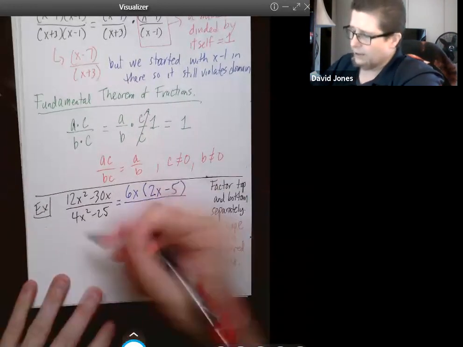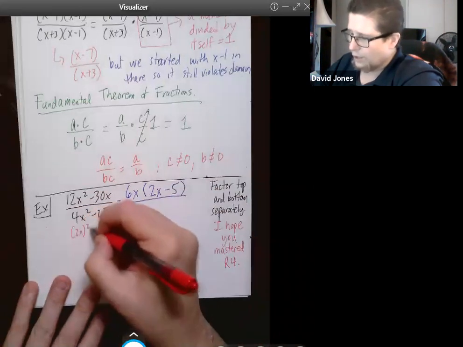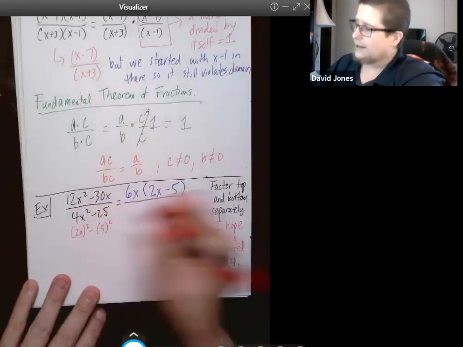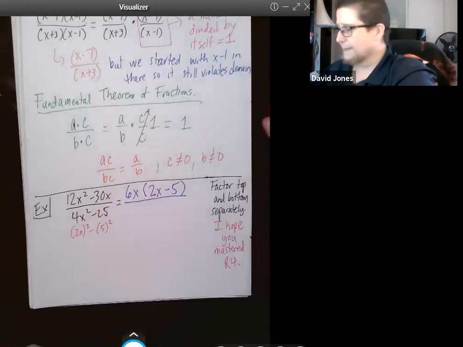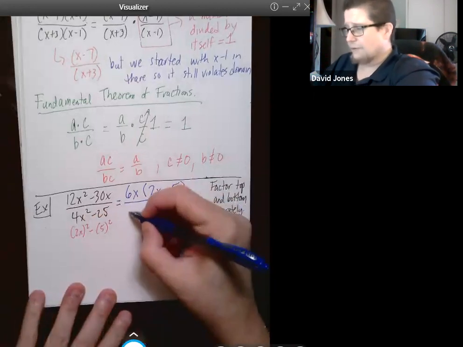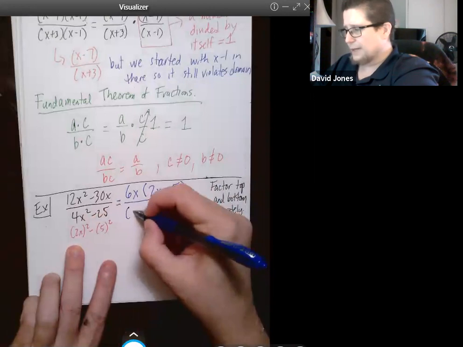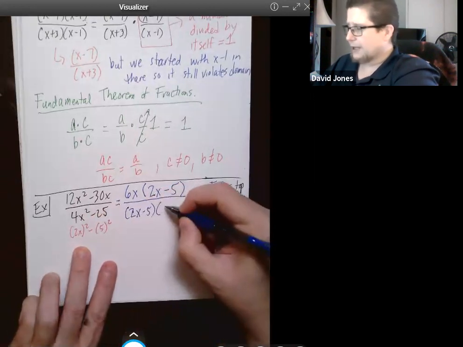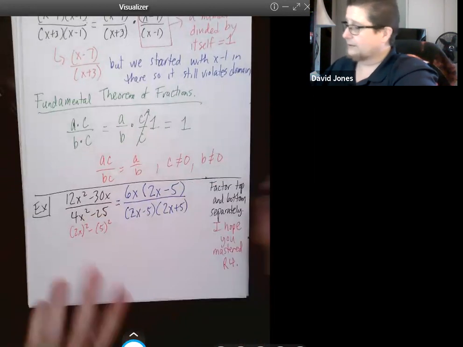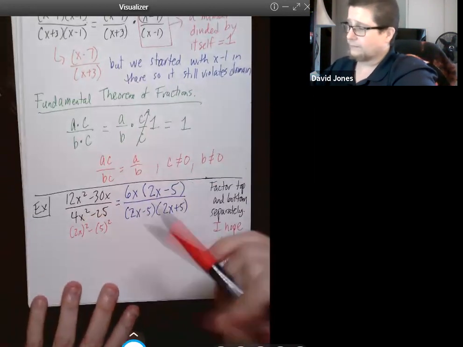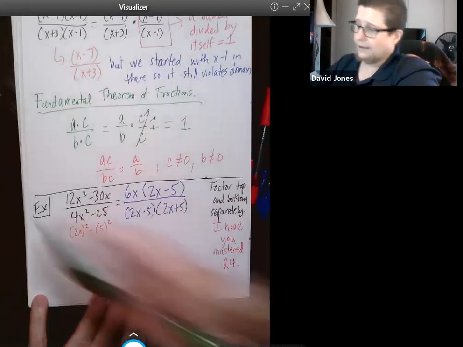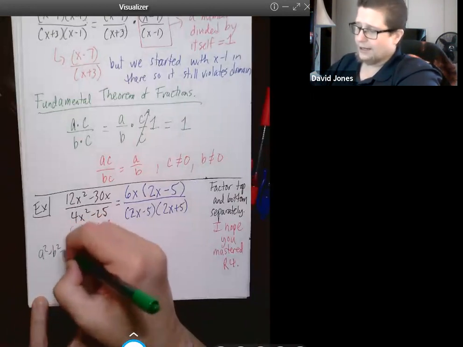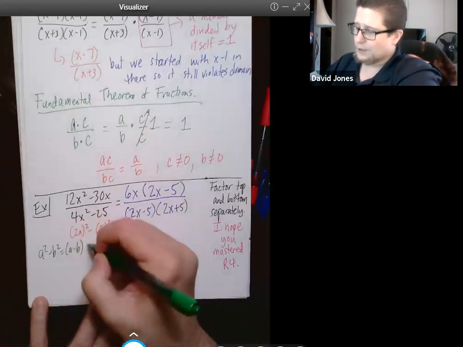This one right here is really 2x squared minus 5 squared. So our difference of squares pops up. And remember, that was a minus b, which is 2x minus 5, times a plus b, 2x plus 5. A squared minus b squared equals a minus b, a plus b.